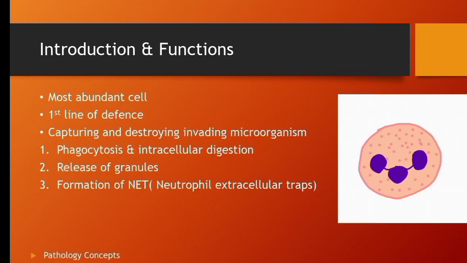Neutrophils are the most abundant white blood cells in circulation. They are the first line of defense in innate immunity. Their main function is capturing and destroying invading microorganisms through different mechanisms like phagocytosis and intracellular digestion, release of granules, and third is formation of NETs, neutrophil extracellular traps.